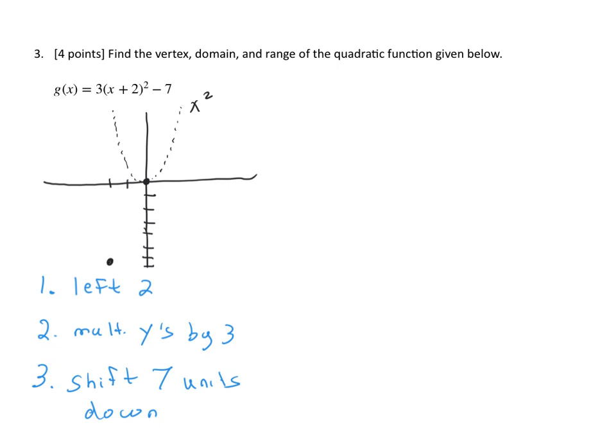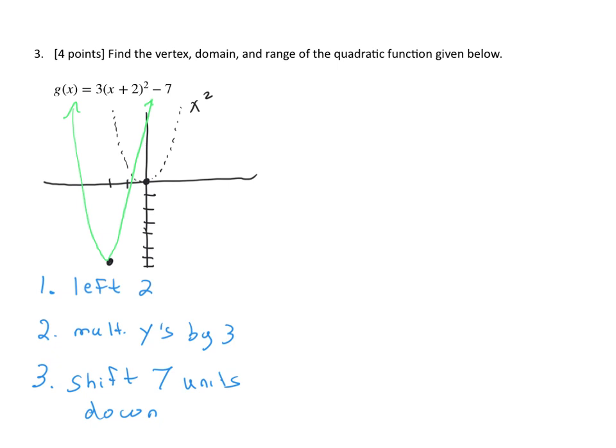And the graph g of x will look something like this. Again, I don't have a perfect picture of it, but I just need a good enough graph to answer these 3 questions. So here is g of x based off of transformations of the graph of x squared.